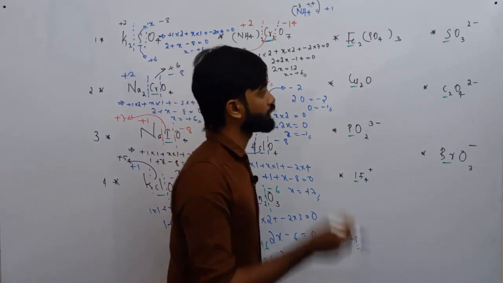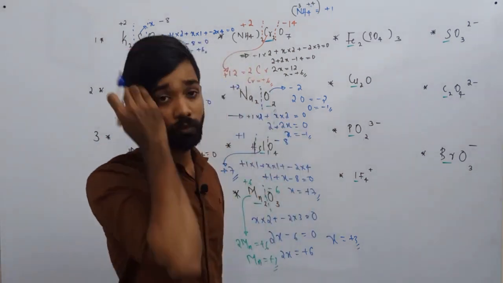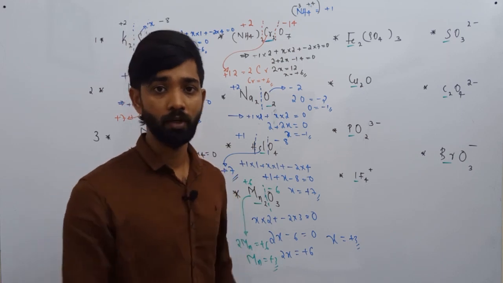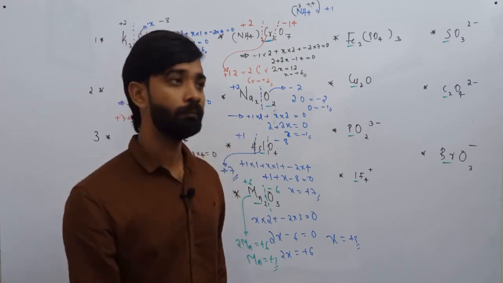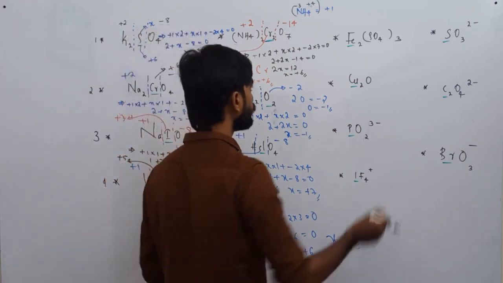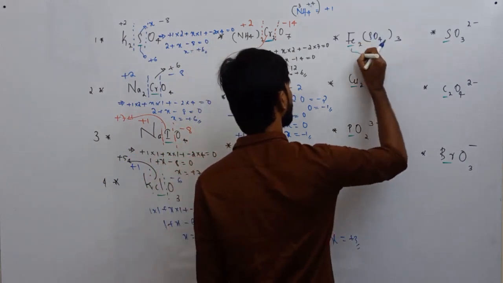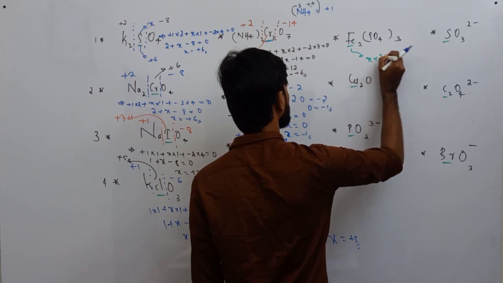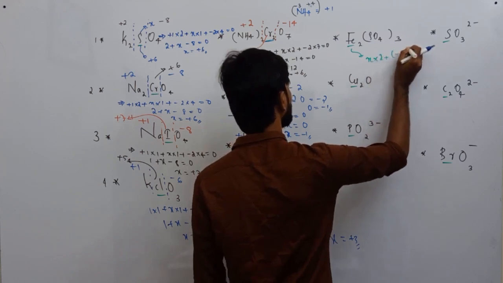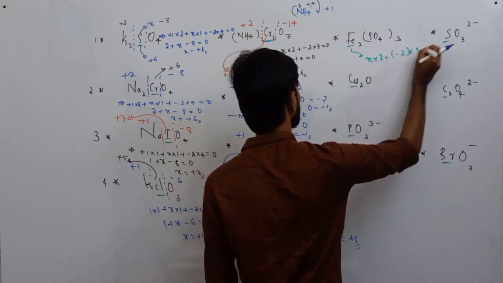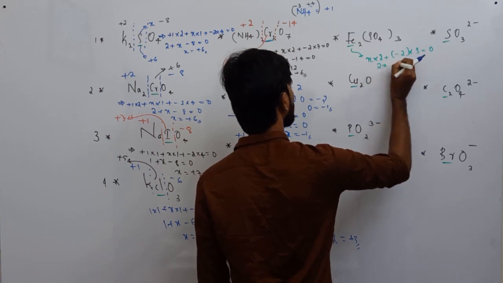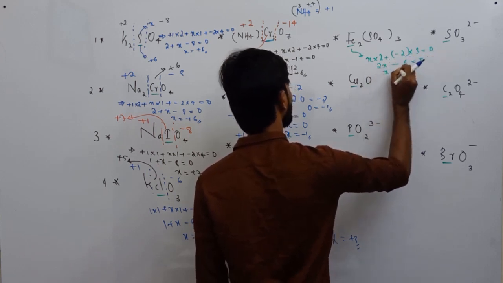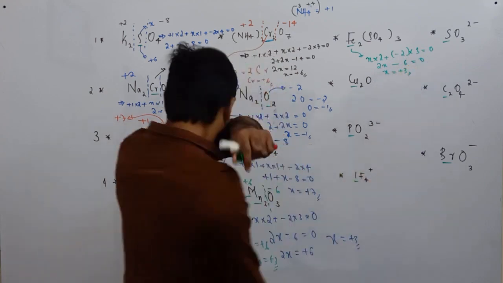Fine. The next is Fe2(SO4)3. I already told you that SO4 is a species having a whole charge of minus 2. So here we are asked to find the oxidation state of iron. Let iron be x into 2 plus SO4, the charge is minus 2 into 3, which is equal to 0. So 2x minus 6 is equal to 0. So x is equal to once again plus 3.